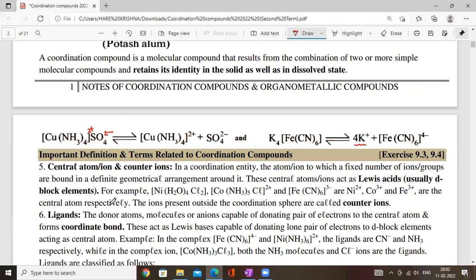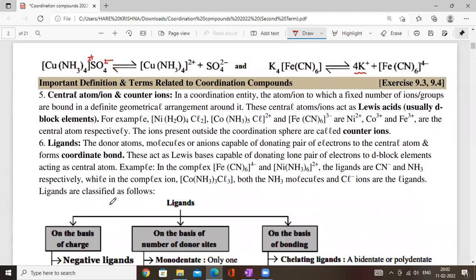Now we will be taking a few definitions related to the coordination compound. The first one is, of course, not the first one, it is the fifth one, called central atom or ion, and of course the counter ion. I've already taken up that the central ions are basically the d block elements which contain vacant d orbitals, capable of accepting the lone pair of electrons from the ligands. That's why I can call them Lewis acids.